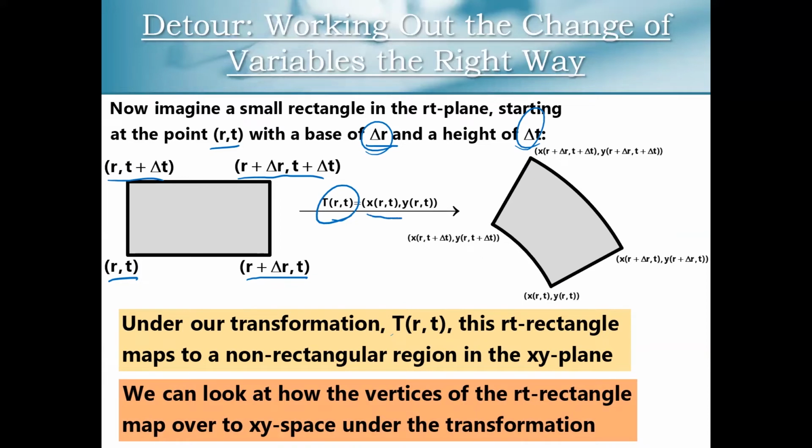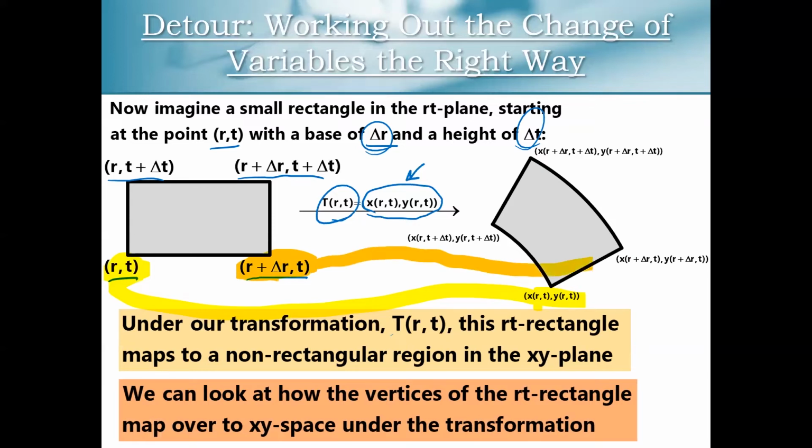So my transformation is x of r, t comma y of r, t. This is our way of figuring out, given a particular r and a particular t, what point x comma y is associated with that in XY space. So you could see it happen here, right? This point r comma t goes to x of r, t comma y of r, t. And then I could change colors here. I'm not going to highlight all of these, but r plus delta r comma t maps into the point that you see here, x of r plus delta r comma t comma y of r plus delta r comma t.